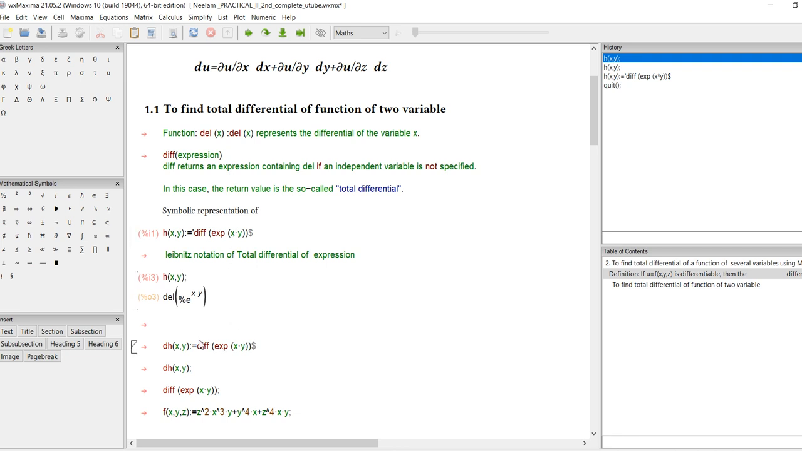So can you tell me what will be the answer here? Write down the total differential of e to the power xy in your copy and check it here. It will be e to the power xy into the derivative of the inside term with respect to x, that will be y, and del of x. Let us check what will be the answer. I write the dollar sign here, so the output is not showing.